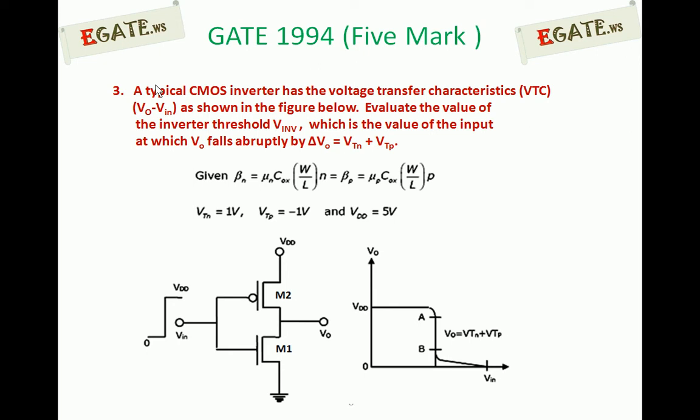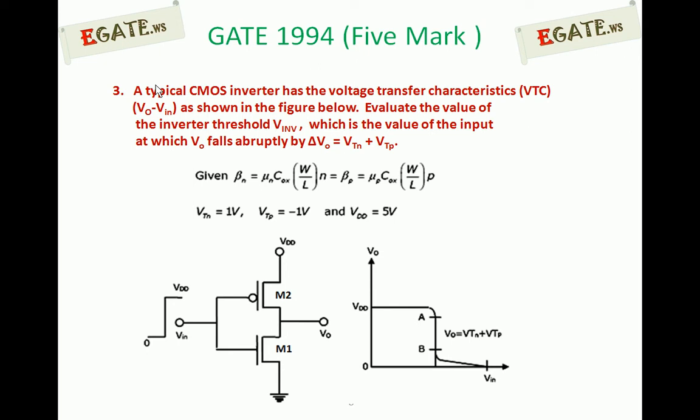And in a CMOS inverter, we know that it consists of two transistors, one is NMOS, the other is PMOS. A typical CMOS inverter has voltage transfer characteristics as shown. Evaluate the value of the inverter threshold, which is the value of the input at which V0 falls abruptly by delta V0, which is the VTN plus VTP.